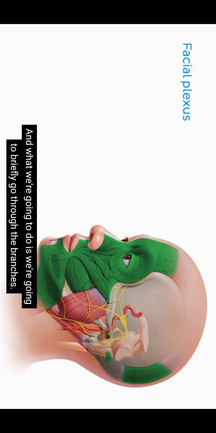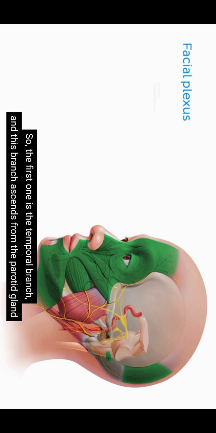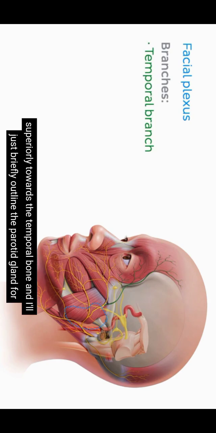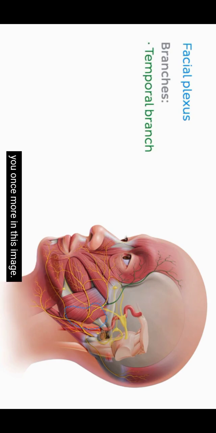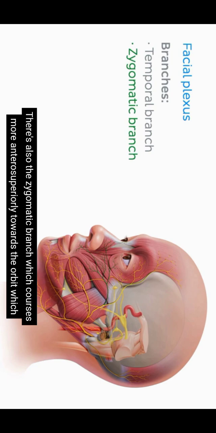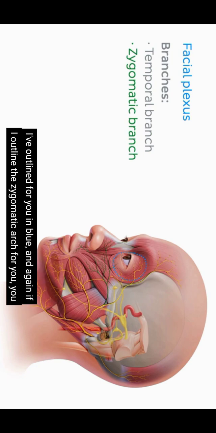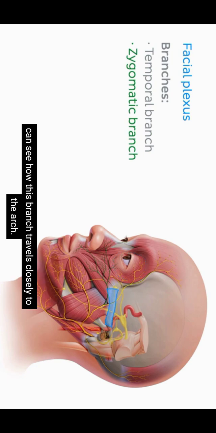What we're going to do is briefly go through the branches. The first one is the temporal branch. This branch runs from the parotid gland superiorly towards the temporal bone. I'll just briefly outline the parotid gland for you once more in this image. There's also the zygomatic branch, which courses more anterosuperiorly towards the orbit, which I've outlined for you in blue. Again, if I outline the zygomatic arch, you can see how this branch travels closely to the arch.